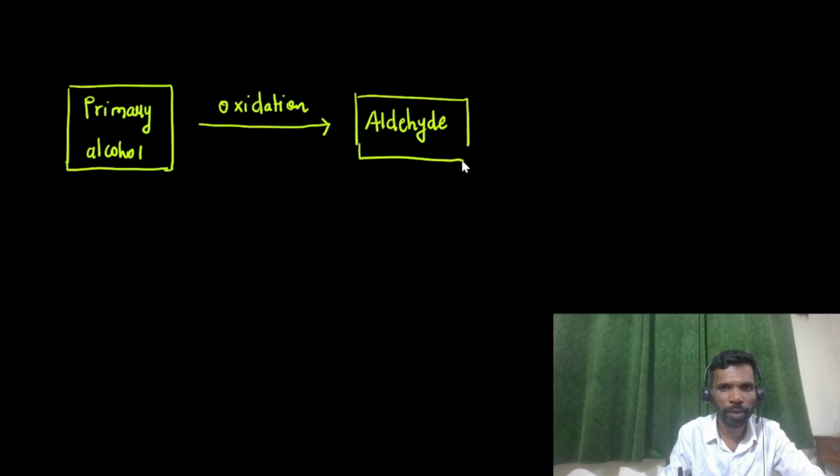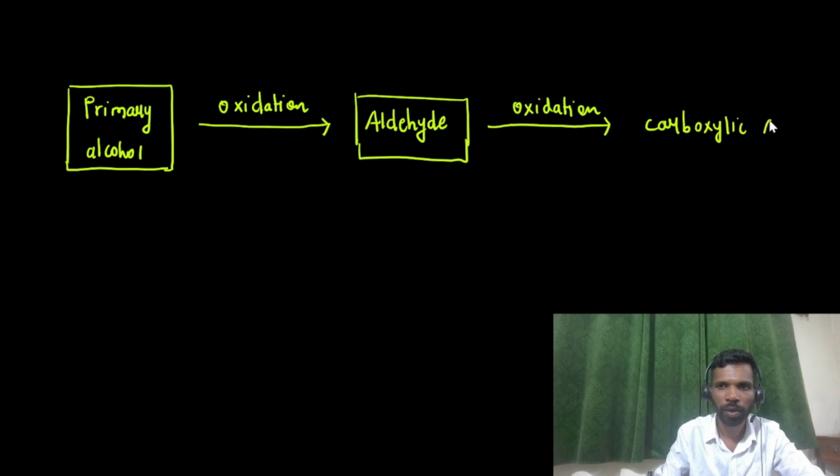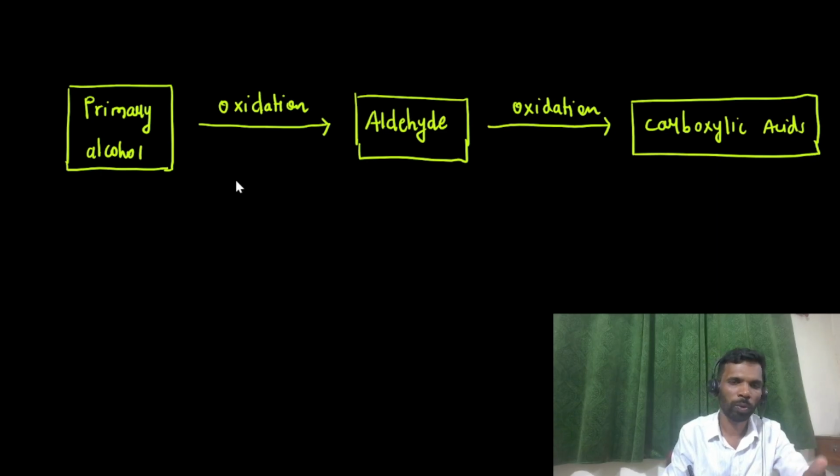And if aldehyde is oxidized further, then you get carboxylic acid. Okay, this is a flow chart. Just remember this. Now, what is a primary alcohol?